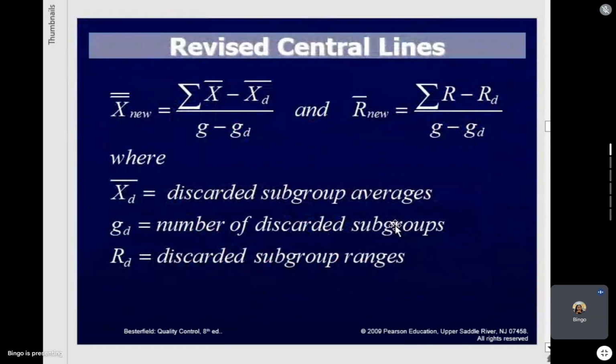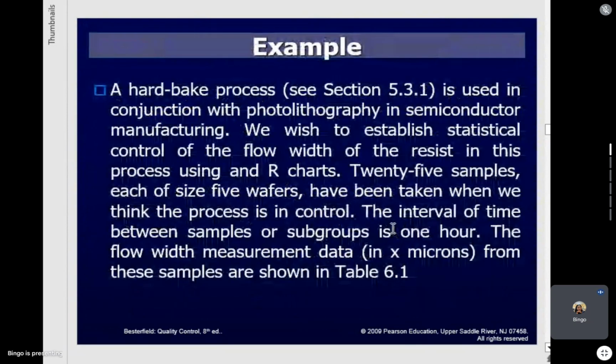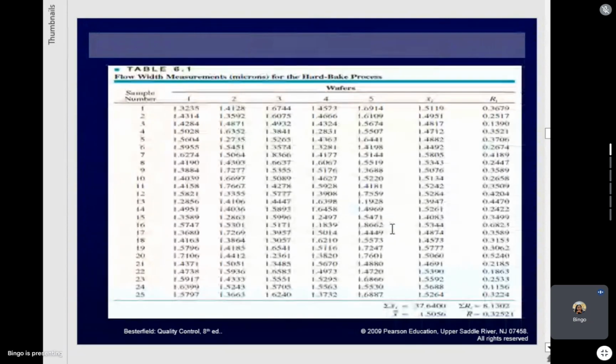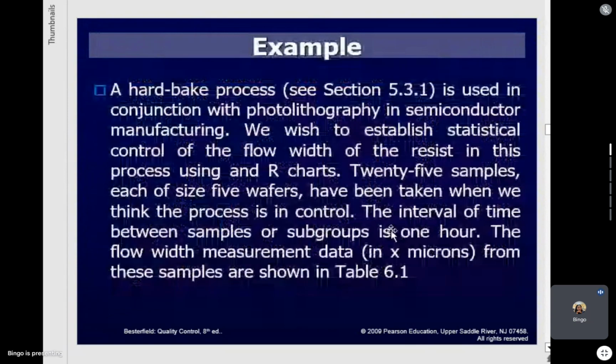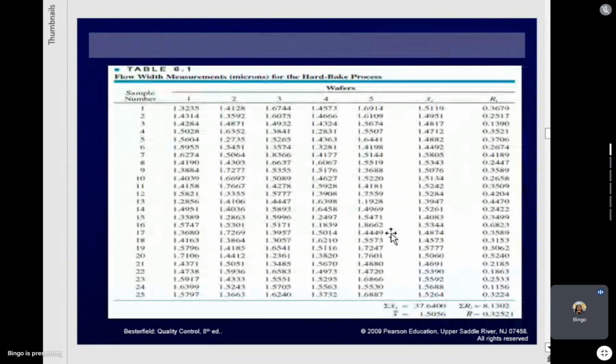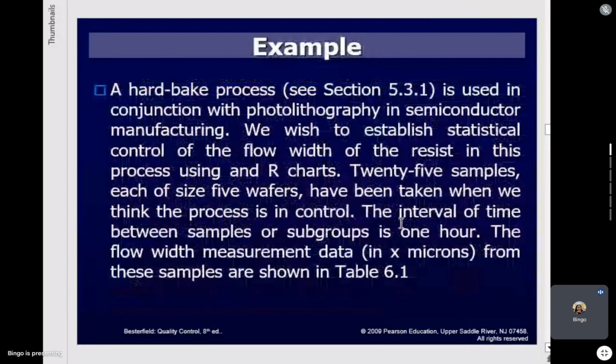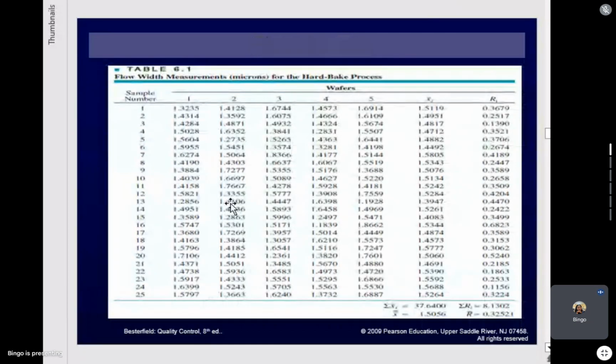Okay. So, that one is just the same. Yung binanggit natin kanina na example, we'll solve this problem by next week. Ay, next meeting na lang, kasi mapuputol, kasi medyo mahaba. So, what we have here is that if you're going to look at the table, so this one is the flow with measurements for the hard bake process.